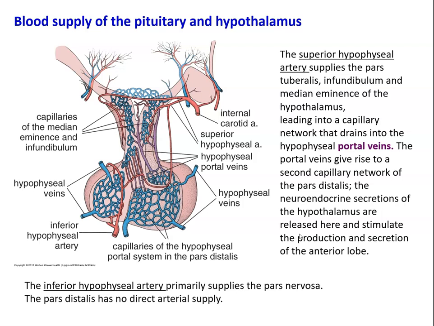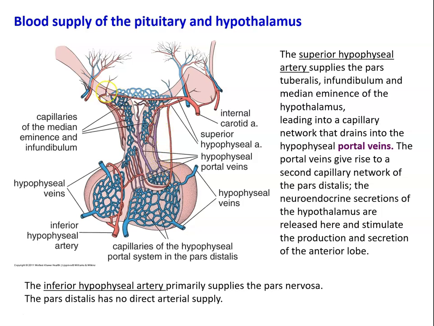Let's talk for a minute about the blood supply of the pituitary and the hypothalamus. So the superior hypophyseal artery here supplies the pars tuberalis, the infundibulum, and the median eminence of the hypothalamus. And you can see the capillary network here in this area. This capillary network in turn drains into the portal veins, the hypophyseal portal veins shown here in purple. And the portal veins give rise to a second capillary network in the pars distalis.